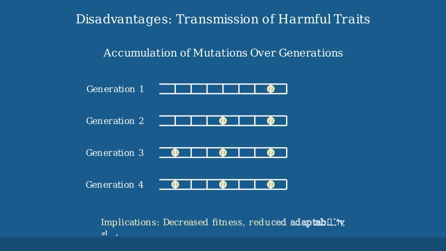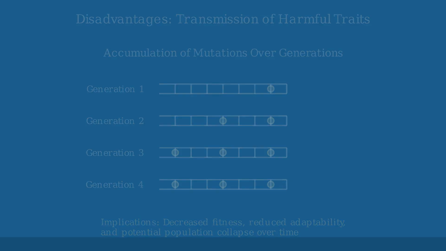This has serious implications for asexually reproducing organisms. It leads to decreased fitness, reduced adaptability to changing environments, and can potentially result in population collapse over time. Unlike sexual reproduction, asexual organisms have no natural mechanism to purge these harmful mutations from their gene pool.